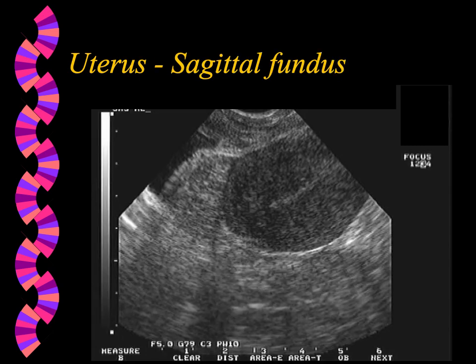As we examine the uterus, we look at it all the way up to the fundus. And so what you can see here is the fundus of the uterus, and just to the left of the screen, you see a darker area, which is the bladder, and we know that the bladder is anterior to the uterine fundus.